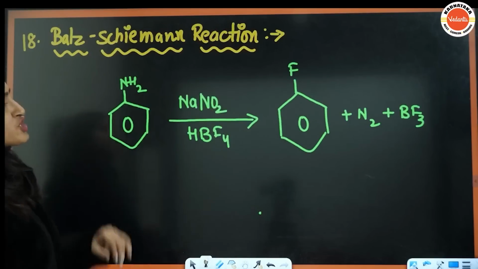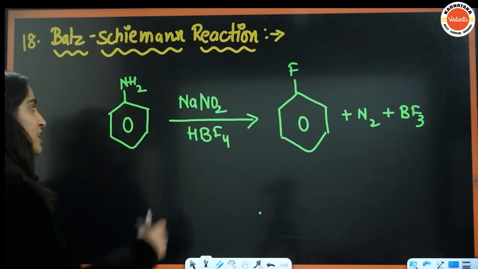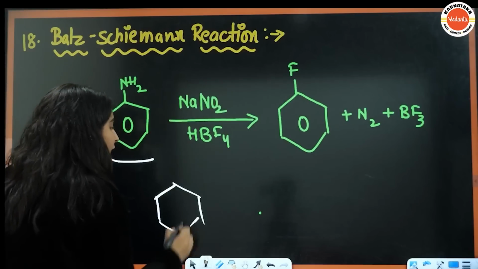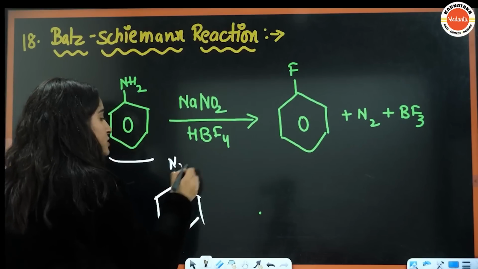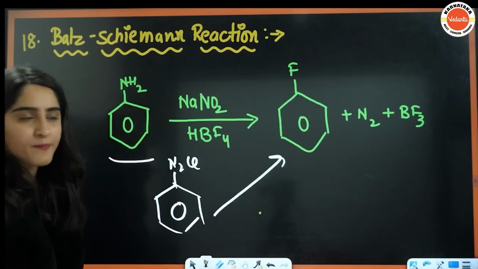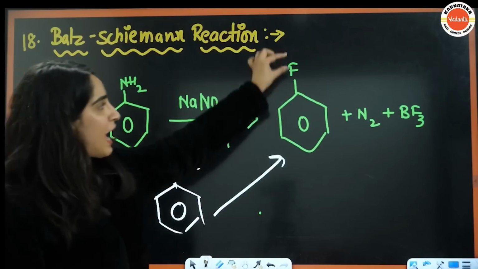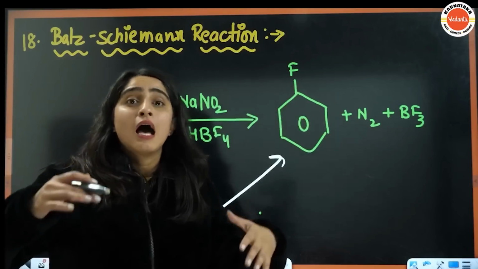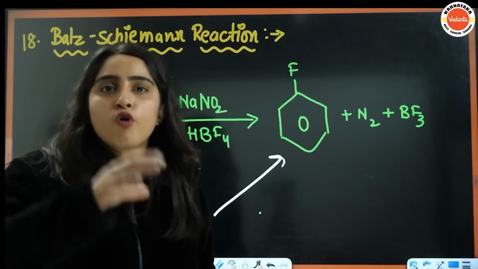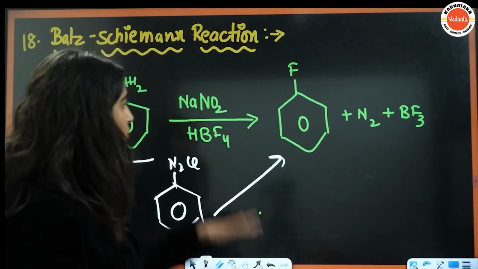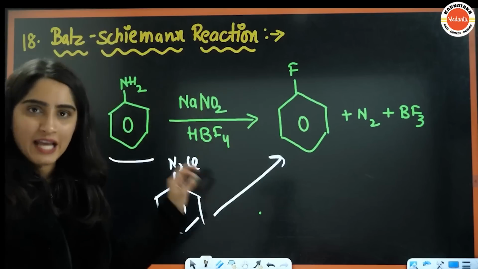So next is the Balz-Schiemann reaction. In the Balz-Schiemann reaction, again we have aniline that is getting converted into a diazonium salt, and to this diazonium salt we add HBF4, then this will get converted into fluorobenzene, with N2 and BF3 released. Because in a simpler manner, forming fluorobenzene is a very explosive reaction and very difficult to make. That is why we use this particular reaction here.